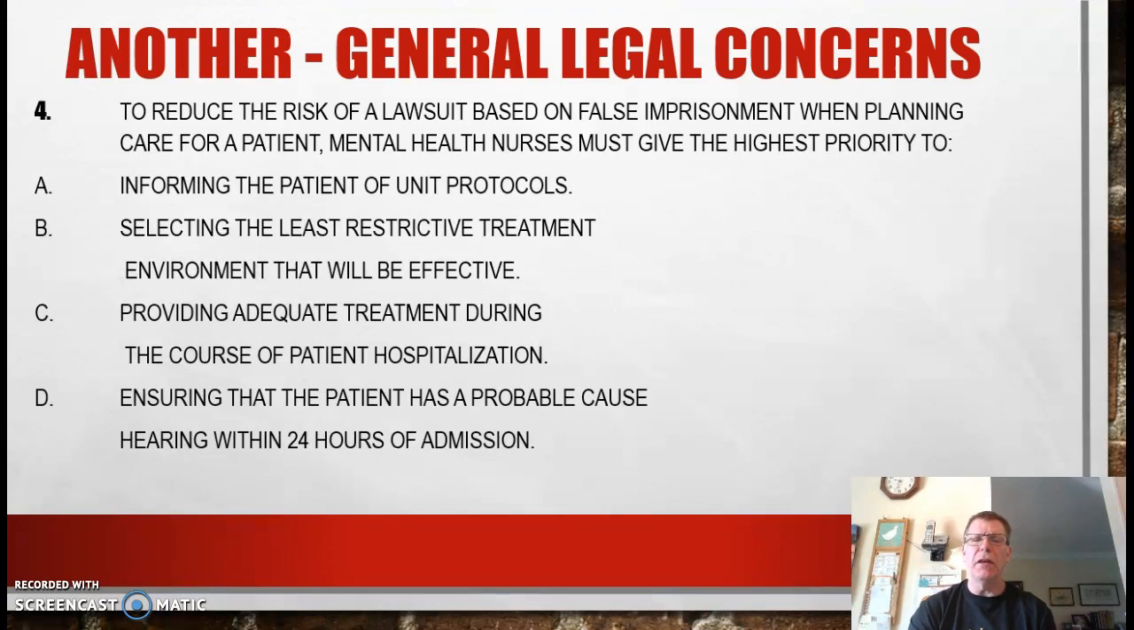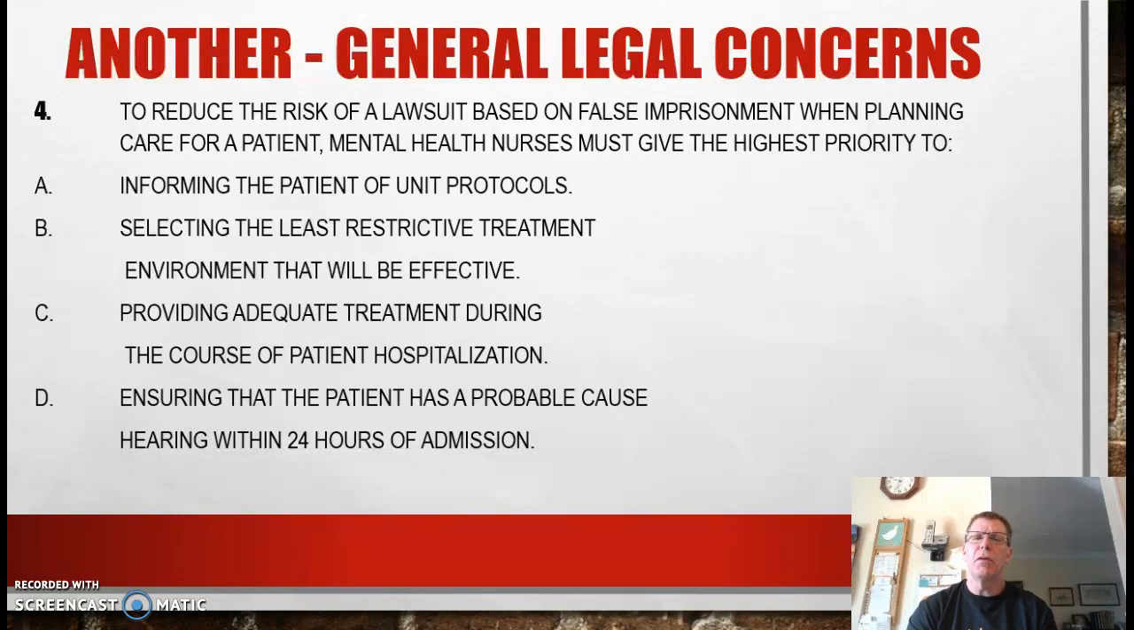More general legal related question. To reduce risk of a lawsuit based on false imprisonment. So think about, again, patients. Yes, they're on locked units, but false imprisonment would be even a little bit deeper, where they're held against their will, say, in a room or within the context, not necessarily of ordered protocol like seclusion and restraint, but certainly they're invoking a sense of I'm being held when it's not necessary or not realistic.